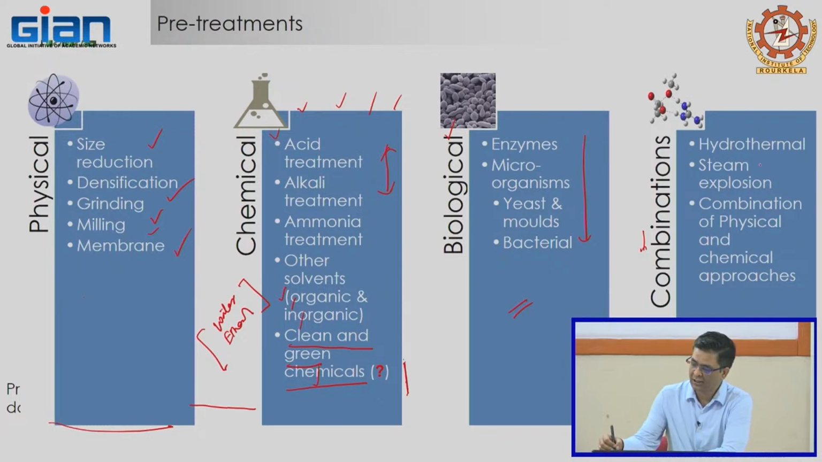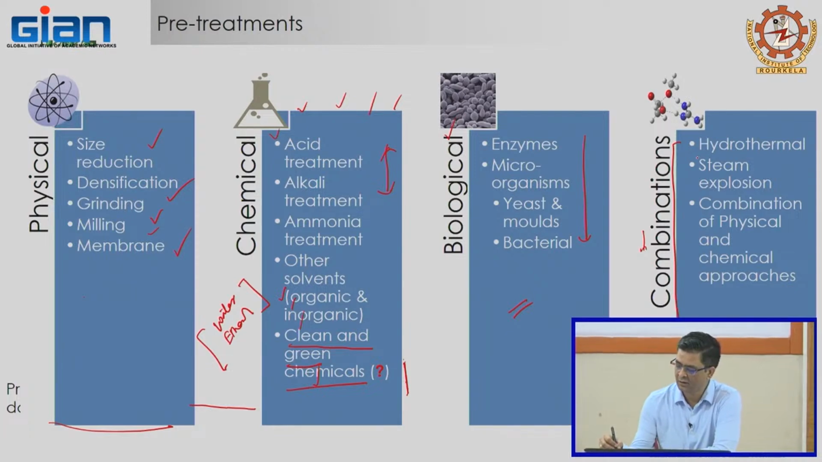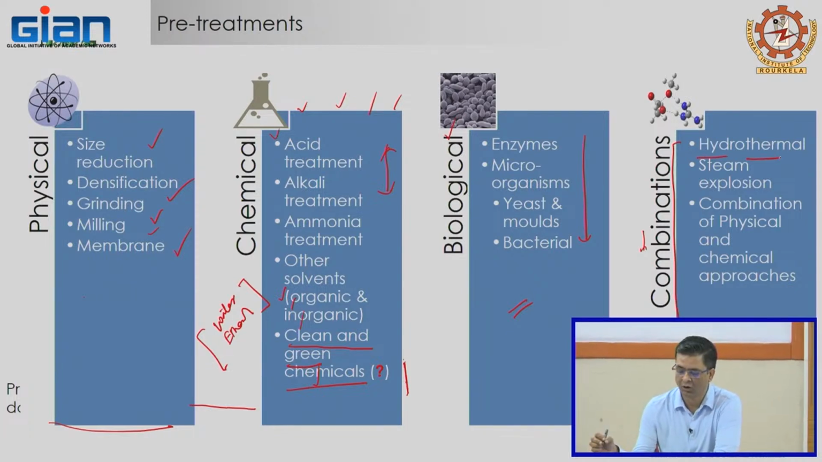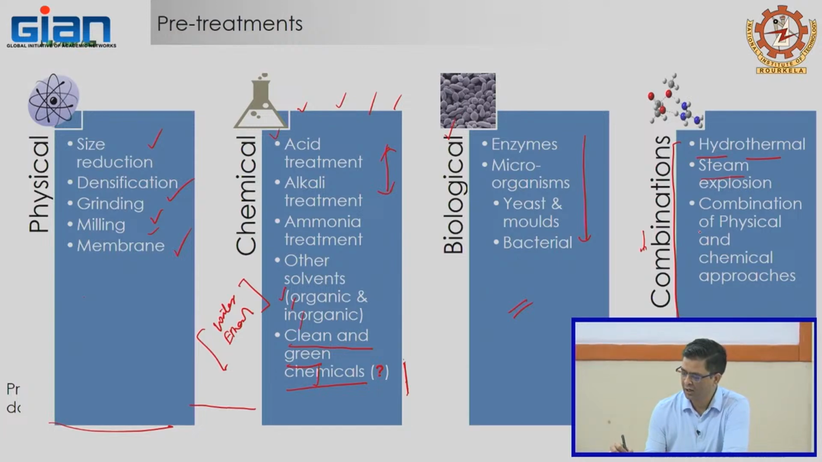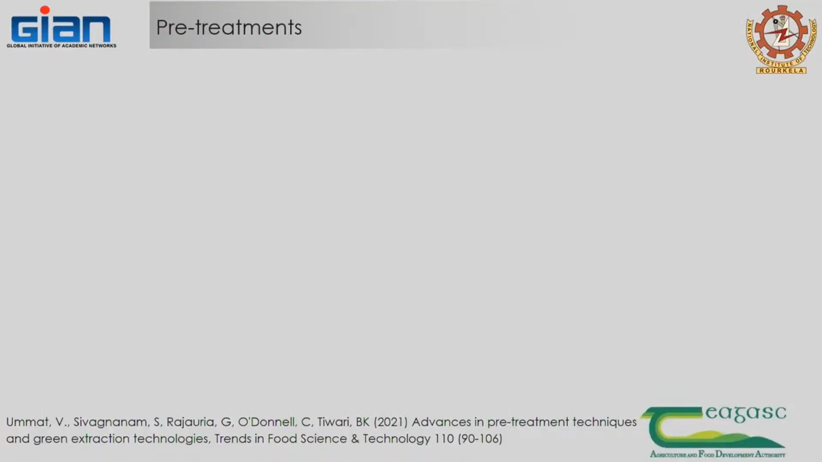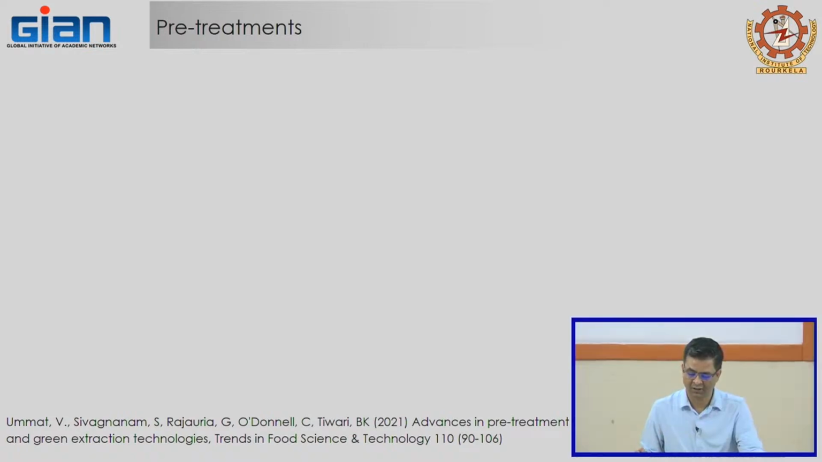Now the best part is also to have a combination of these. That means heat and water together, steam, a combination of physical and chemical approaches. Sometimes you have to combine two different types of pre-treatment. Any questions so far? No, okay. Now this is quite a complicated one, so you have to pay special attention to this.